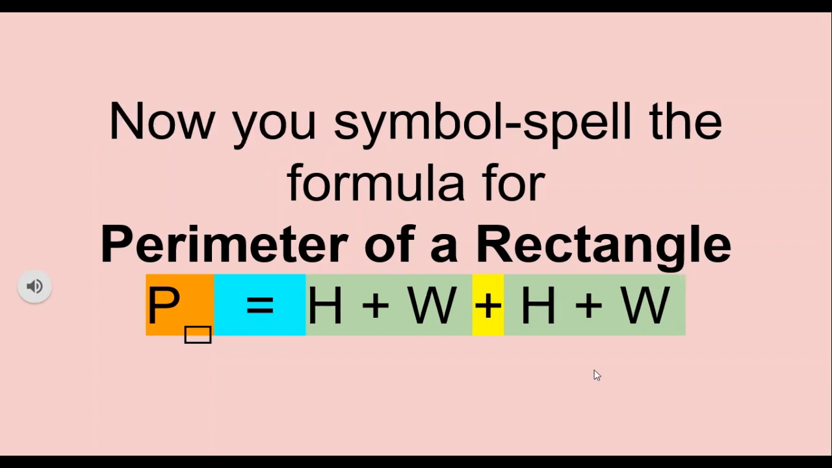Go ahead. It is your turn to symbol spell the formula for a perimeter of a rectangle. Pause the video and symbol spell the formula for the perimeter of a rectangle. Now listen to Miss Ali and see if you got it right. Capital P with a little rectangle next to it, equal sign, capital H plus capital W plus capital H plus capital W.